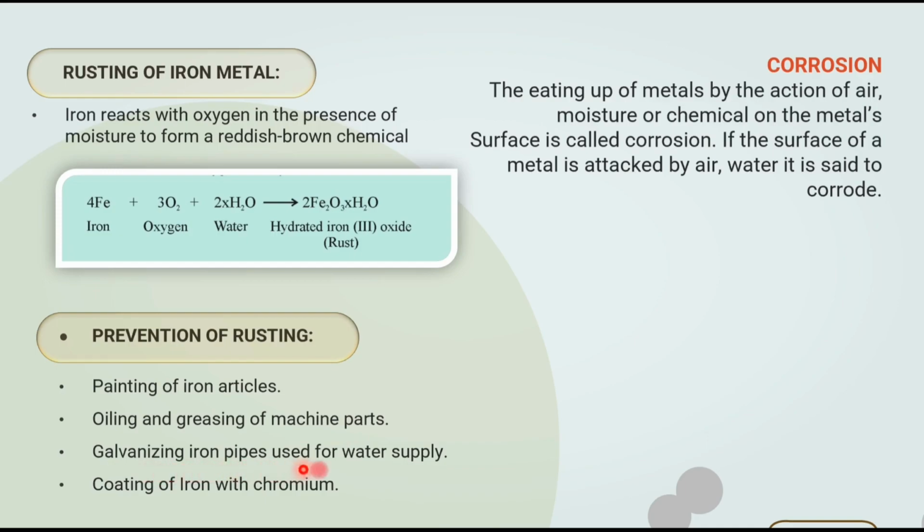Galvanizing iron pipes used for water supply. So galvanizing the water pipes made of iron is one more method to prevent rusting. And also coating of iron with chromium. So coating of iron with chromium is another practice to prevent rusting.